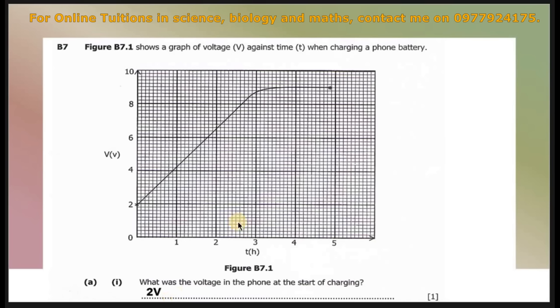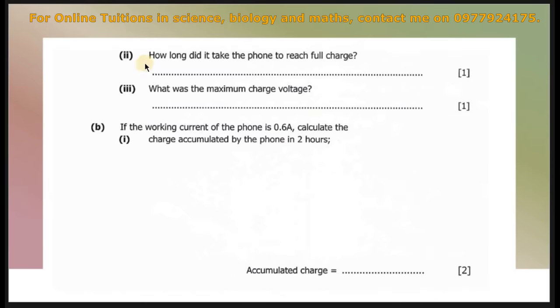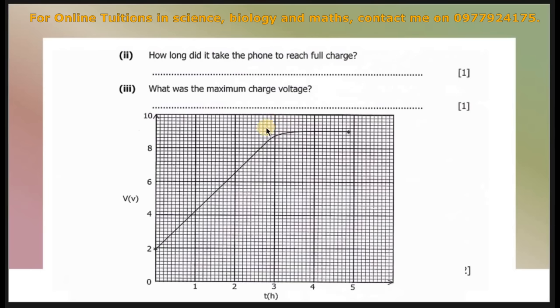Then the next question, A2, how long did it take the phone to reach full charge? So we bring back the graph. When do we know that the charge is complete? When the graph goes horizontal. The graph going like this means that charging is directly proportional with time. As time is moving, voltage is also increasing. So the battery was being charged until somewhere at this point here. When it started going horizontal, time was moving, voltage was not moving, meaning it was full.